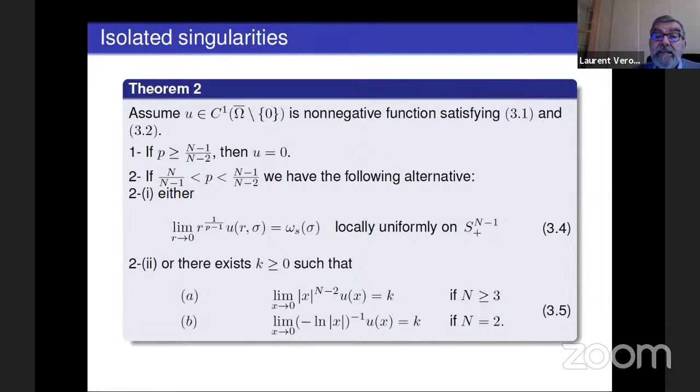there exists some constant k, non-negative, such that if n is bigger than or equal to 3, then |x| to the n minus 2 times u of x converges to k. And if n equals 2, then u of x divided by minus logarithm of |x| converges to k. The first is what I can call a strong singularity, and the second case corresponds to weak singularities. So I have this characterization of solutions with isolated singularity on the boundary for the equation with nonlinear term u to the p.